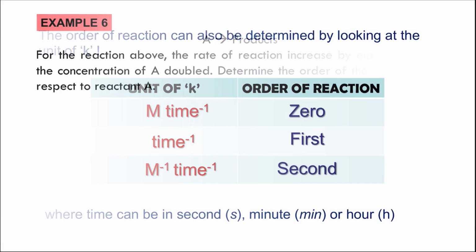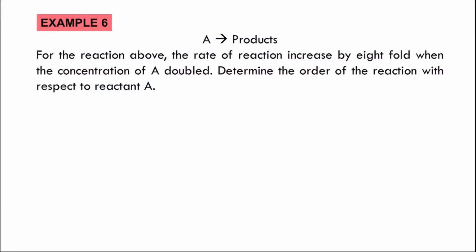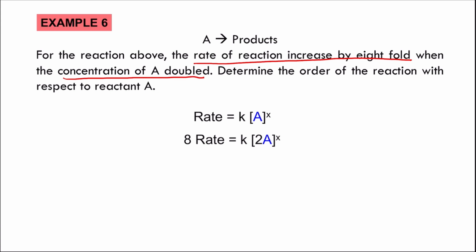Let's try one example. Example 6. Kita ada this reaction. Dan dia cakap, reaction ni increase by 8-fold when the concentration of A is double. Dia minta awak determine the order of reaction with respect to reactant A. So, write dulu rate law expression yang general. Kita ada this one. So, saya tak tahu lagi order of reaction. Saya letak unknown X. Dan apa yang saya tahu daripada information, dia cakap rate of reaction increase 8 kali ganda apabila concentration A double.